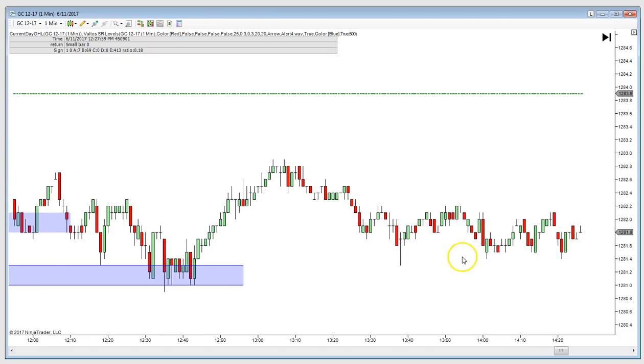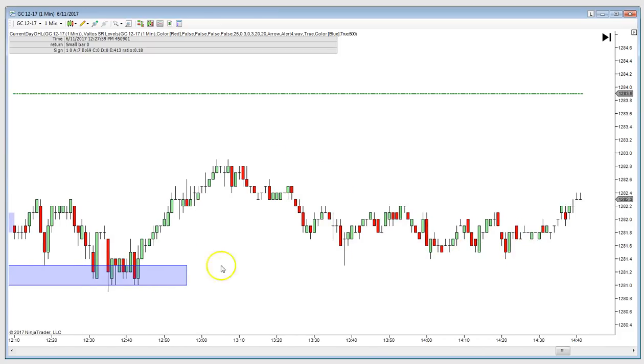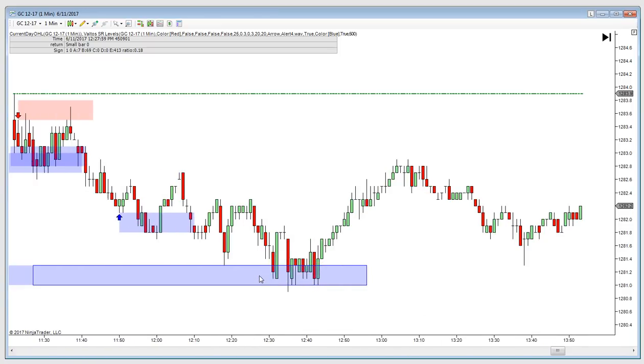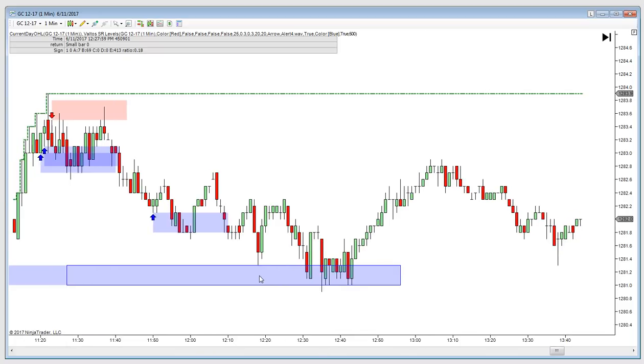Then eventually, we just sort of went sideways here. But this was the move, right? This is what you want. People try to make trading a lot more difficult, but trading is actually really simple. You buy support areas, you sell resistance areas. If it breaks down, it's no longer support. Chances are it's going to become resistance.